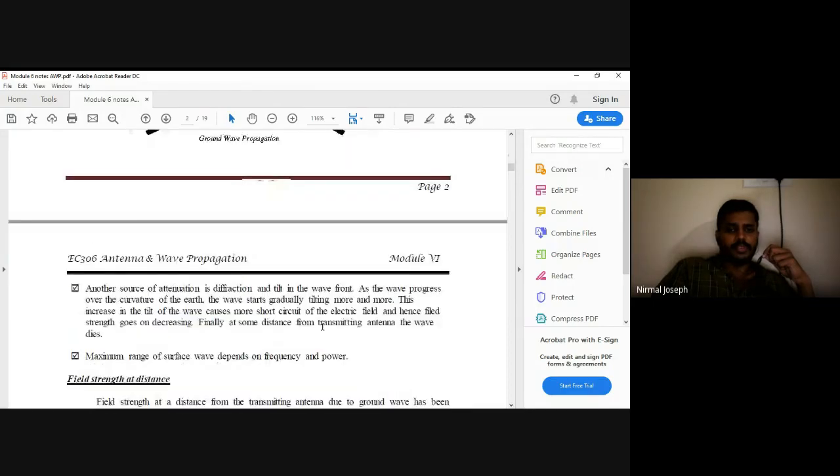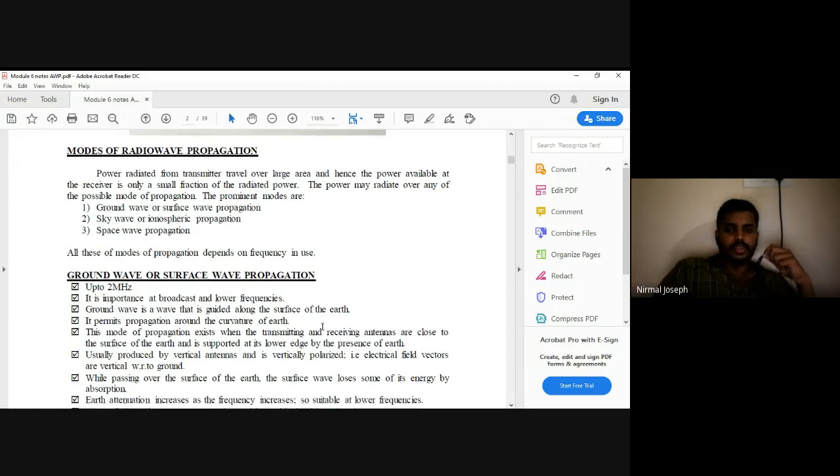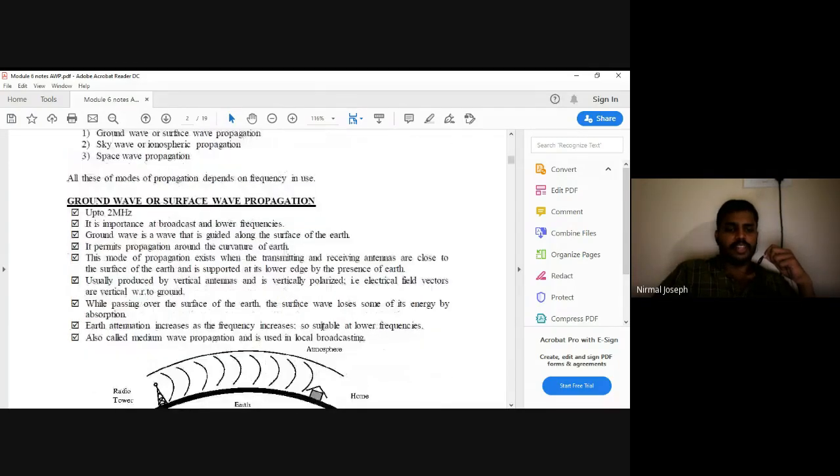Okay. So, first we will take ground or surface wave propagation. If the frequency we are using is up to the 2 megahertz range, then we can go for surface wave propagation or ground wave propagation. Up to 2 megahertz means the frequency is low. So it is only at lower frequencies that it has significance.